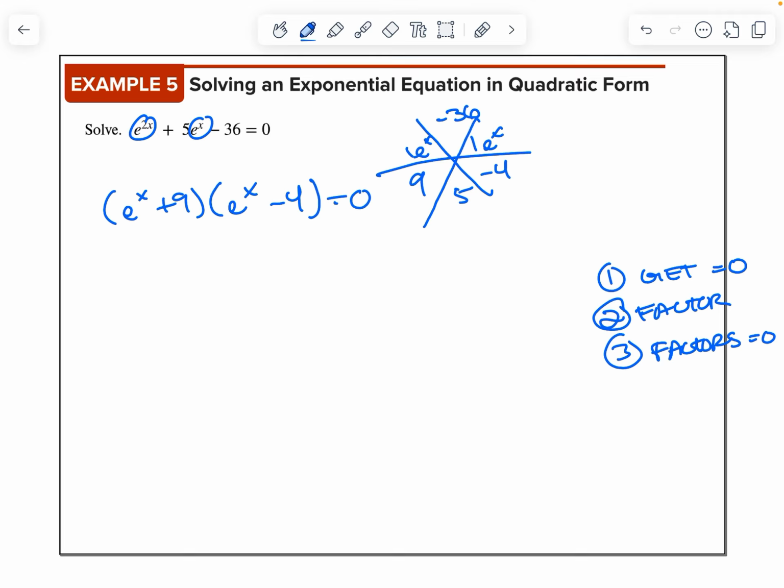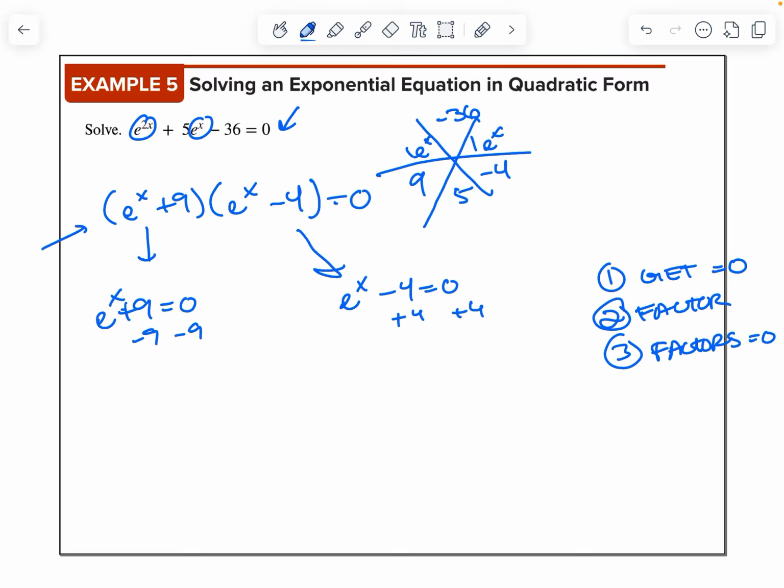Step 3, we need to set those factors equal to 0. So e to the x plus 9 equals 0. e to the x minus 4 equals 0. And now I can just go through and solve. I'm going to solve both of these in tandem here. e to the x equals negative 9. e to the x equals 4.